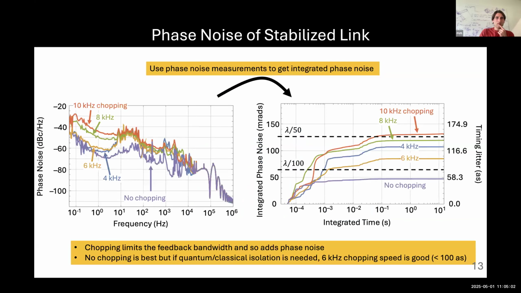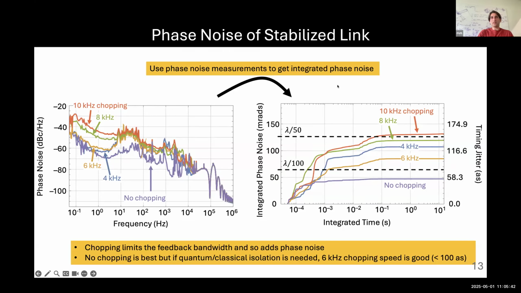And then the last metric is how well are we doing with the phase noise? I told you we're adding a chopper and we're going over several kilometers. All of these things degrade the phase noise. So what I'm showing you here is that if we don't chop, this bottom purple curve here, we actually get the best phase noise. But we actually need to chop because we need to do this classical quantum isolation as well. And so we have to add some amount of chopping.